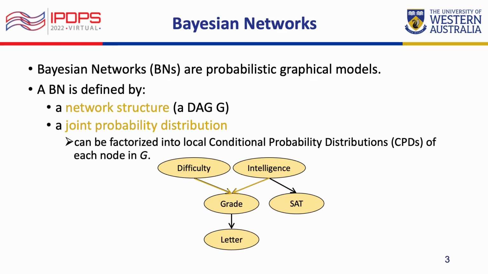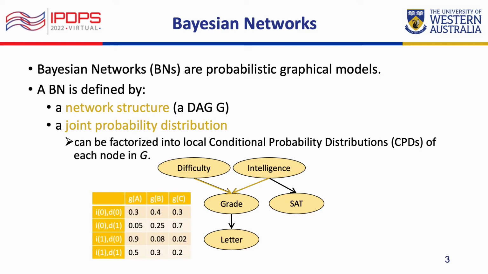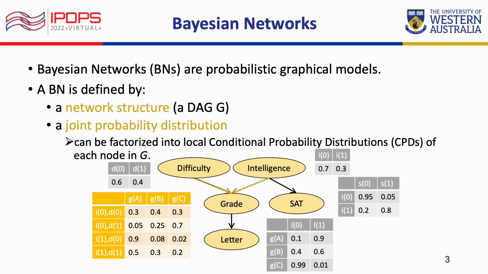Meanwhile, each node has a CPD. For example, grade has three possible values A, B, and C, and it has two parents, difficulty and intelligence. Both of them have two possible values, 0 and 1. So the CPD of grade provides the probabilities of grade A, B, and C, given its four different parent configurations. Other nodes also have CPDs, and the joint probability distribution can be factorized into these small CPDs.